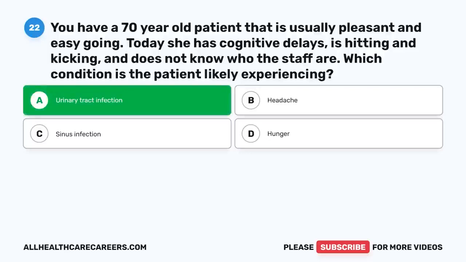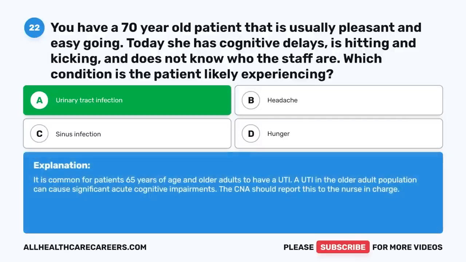A. Urinary tract infection. It is common for patients 65 years of age and older adults to have a UTI. A UTI in the older adult population can cause significant acute cognitive impairments. The CNA should report this to the nurse in charge.